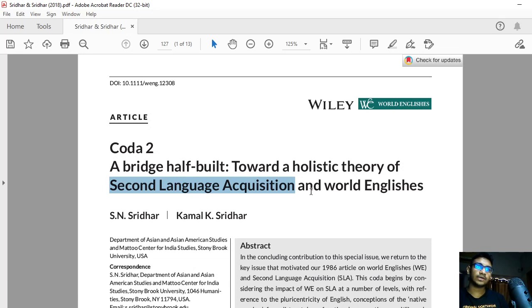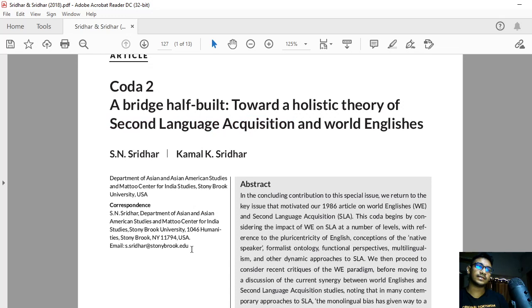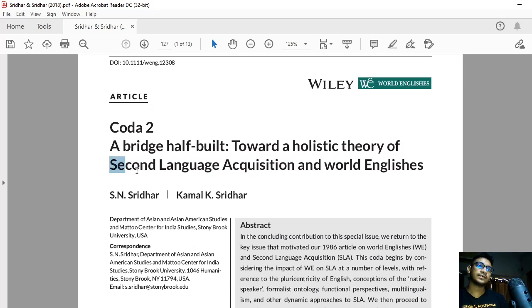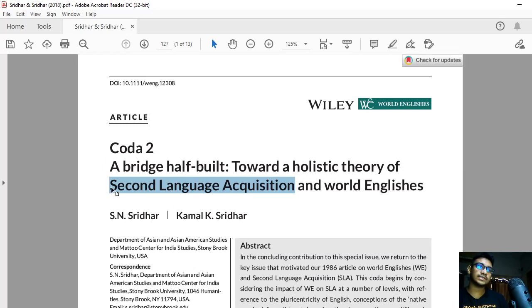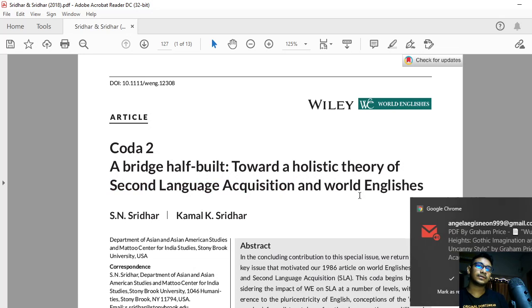For example, I am not that much fluent in English, at least not to my satisfactory level. So I have not mastered my second language in terms of fluency, you can say. And a lot of people have not mastered their second language in terms of writing, in terms of grammar, etc. So second language acquisition is a field where these researchers study how a second language is acquired.